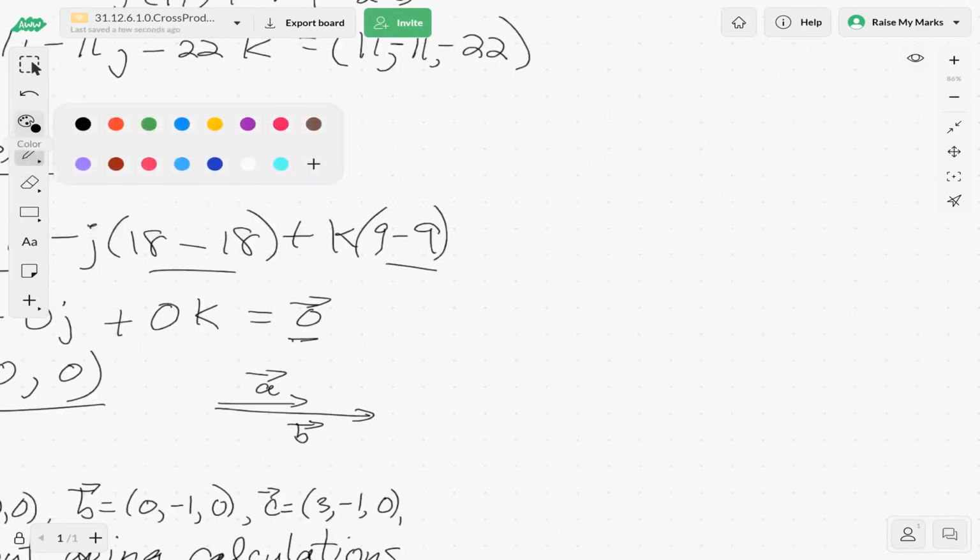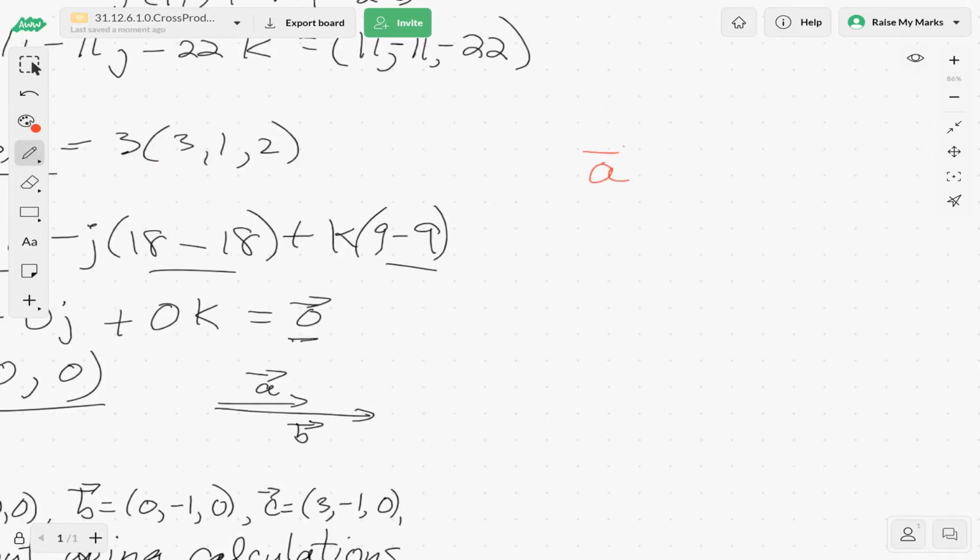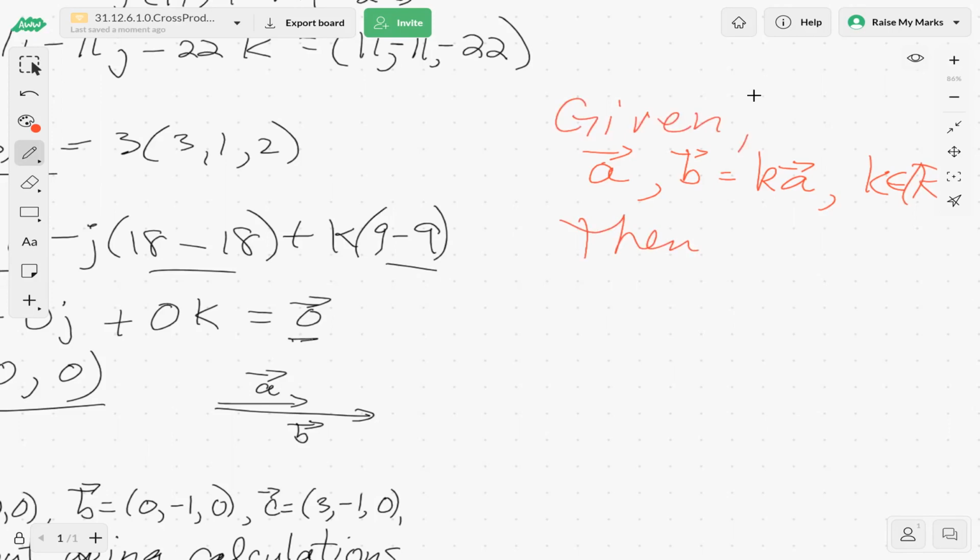Why don't we generalize it as follows? Again, this is not a proof of it, just an example. So if we have A and B equals k times A, where k is some kind of scalar, some real number, then what are we given? Vector A and vector B, where vector B is a multiple of vector A and k is some real number, then the cross product of A and B is actually the zero vector.